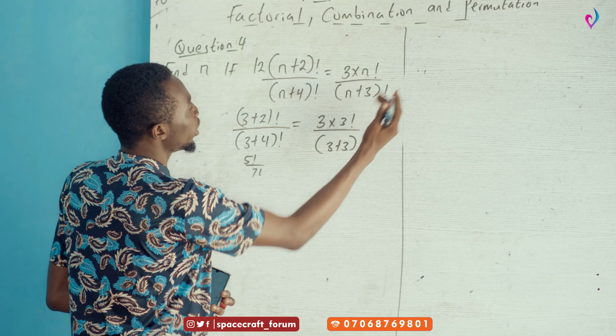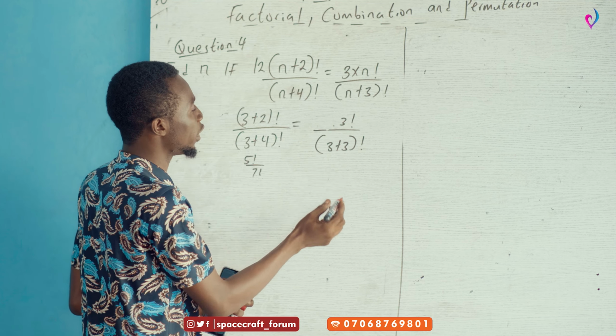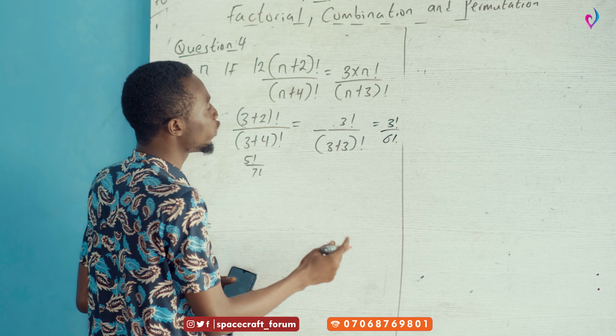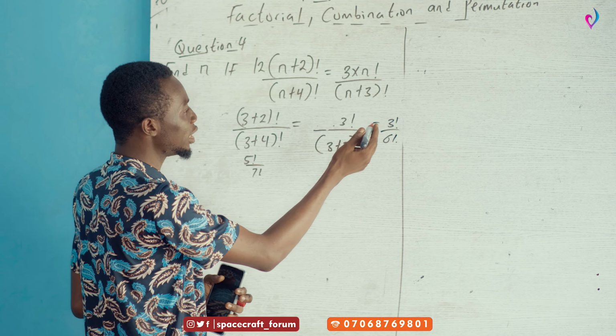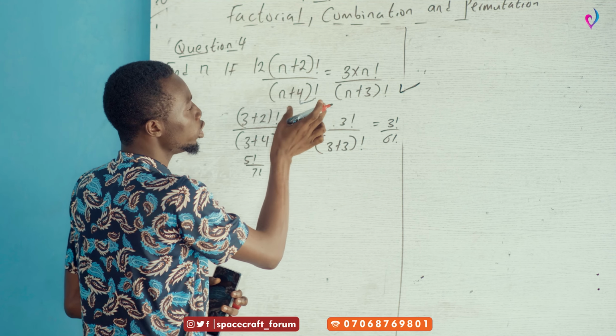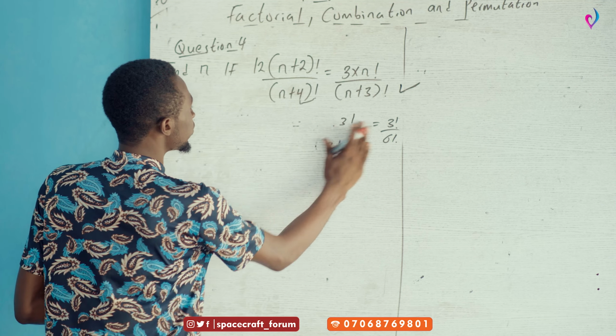Then let's check the other side here. I'm having 3 factorial. Sorry, this one should be 3 factorial. Then divided by 6 factorial. So from here you can see that the lower part is the largest factorial. So we are going to reduce the lower part here, and we are going to reduce the lower part here. So let's continue. Let's reduce it.